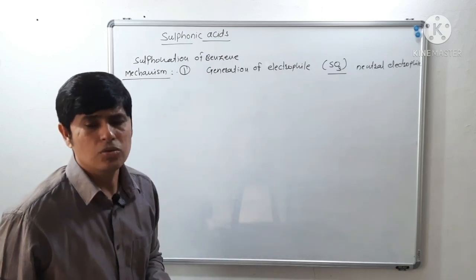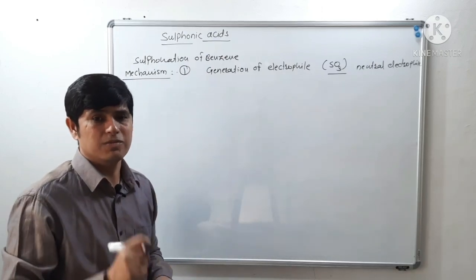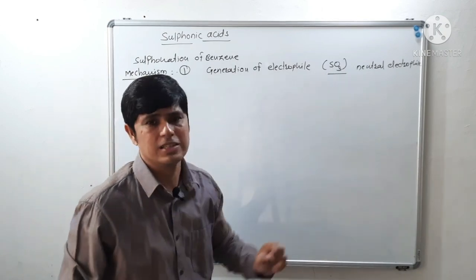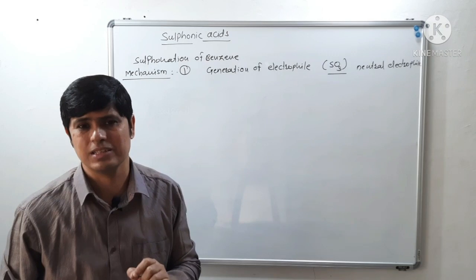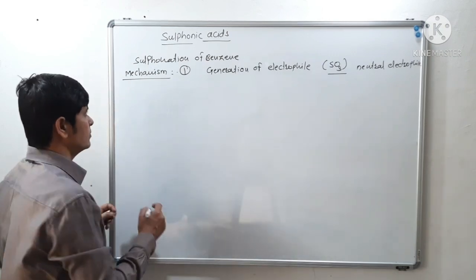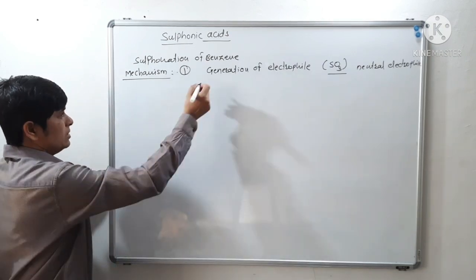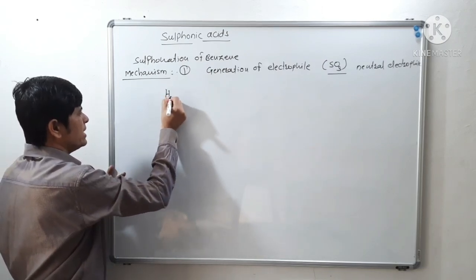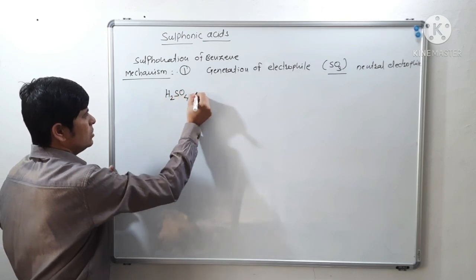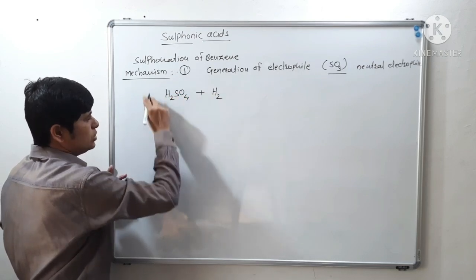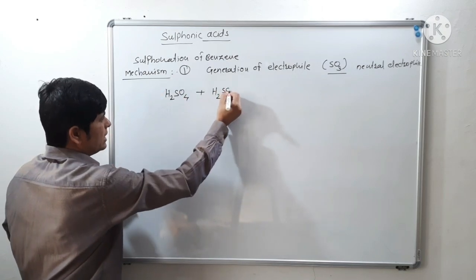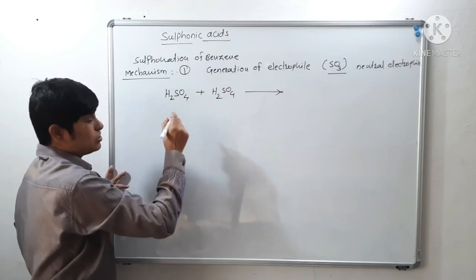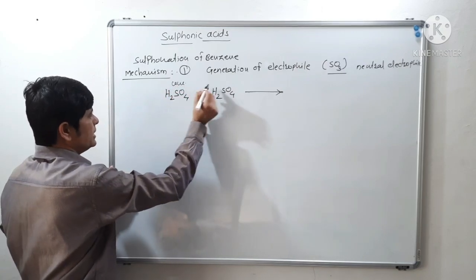There is no positive charge on this species even though it is electrophilic in nature. We can say sulfur trioxide is a Lewis acid. Now see, generation of electrophile. We can write 2 H2SO4, but here I am writing H2SO4 plus H2SO4. No doubt this is concentrated H2SO4.